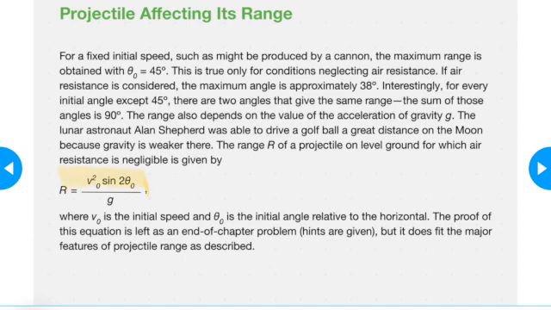So here's another formula. This one doesn't have a special version of it. That one's pretty solid as it is. This is to find range, but keep in mind, it only works if it launches from the same level that it lands. So that previous problem with the volcano, this wouldn't work. So it has to launch from the same ground level, the same altitude that it lands at. Otherwise, you can't use this formula to find that range.